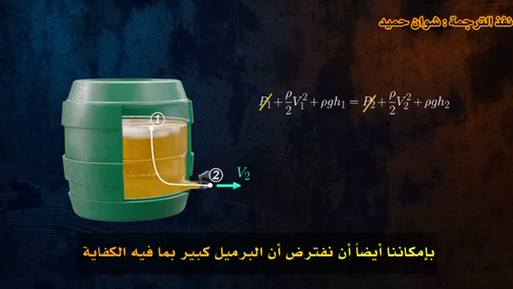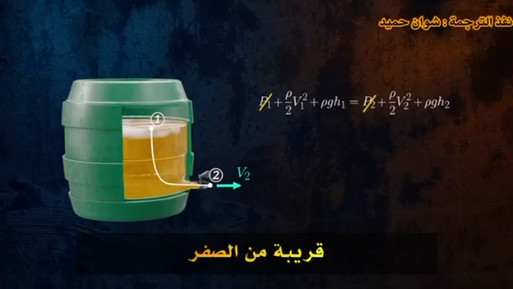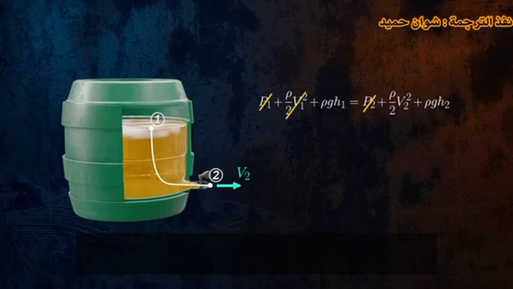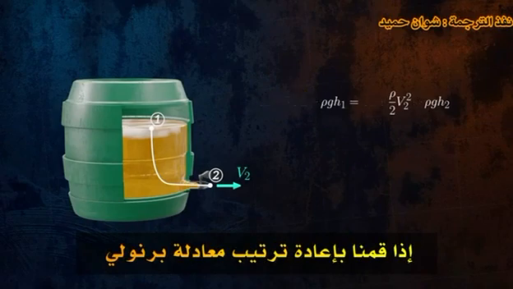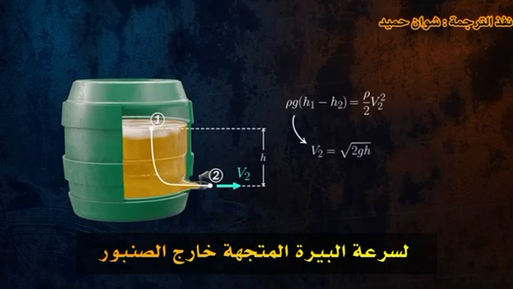We can also assume that the keg is large enough that the fluid velocity at point 1 is close to zero. If we rearrange Bernoulli's equation and define the height between the beer level and the tap as h, we get this equation for the beer velocity out of the tap.